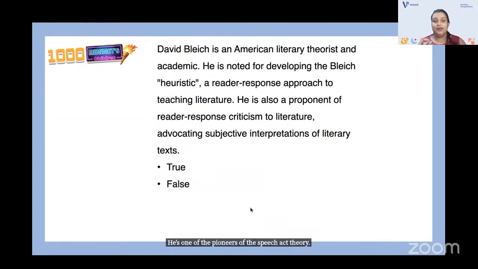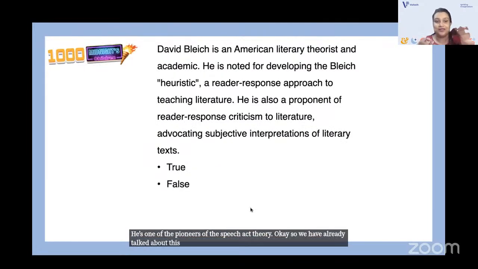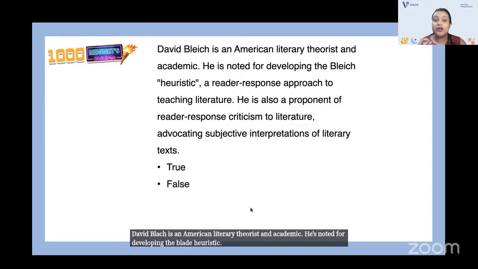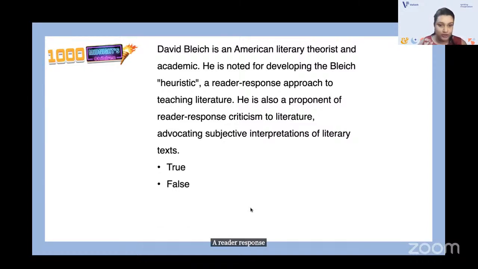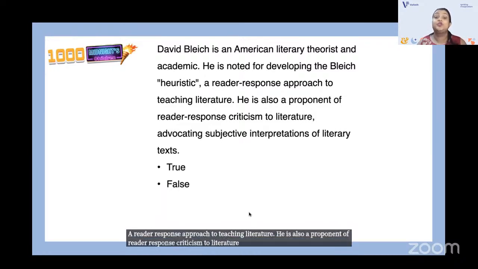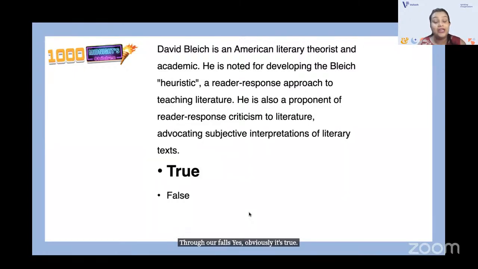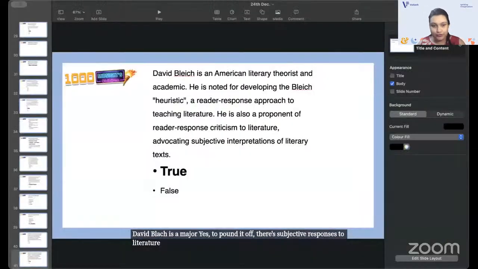Okay? So we have already talked about this, but here we have a bit more information. David Bleich is an American literary theorist and academic. He's noted for developing the Bleich heuristic, a reader response approach to teaching literature. He is also a proponent of reader response criticism to literature, advocating subjective interpretations of literary texts. True or false? Yes, obviously, it's true. David Bleich is a major propounder of these subjective responses to literature, reader response criticism to literature.